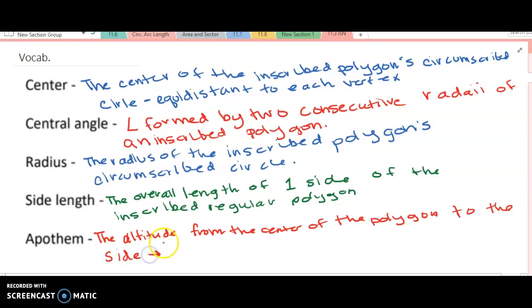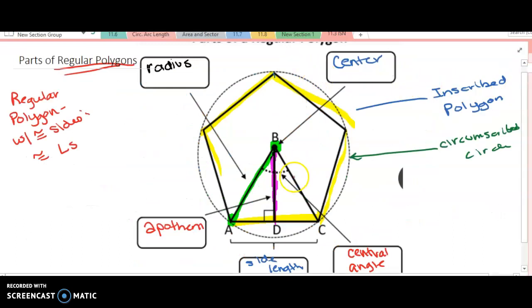And when we draw it, we need to know that it is the perpendicular bisector. So if I draw BD, one, this is 90 degrees, this is 90 degrees, but two, AD is now congruent to DC. So that's the parts of a regular polygon. You should know each and every one of those.